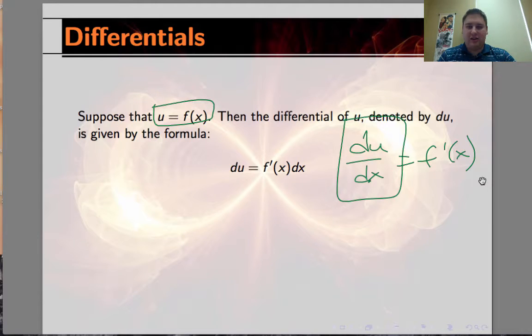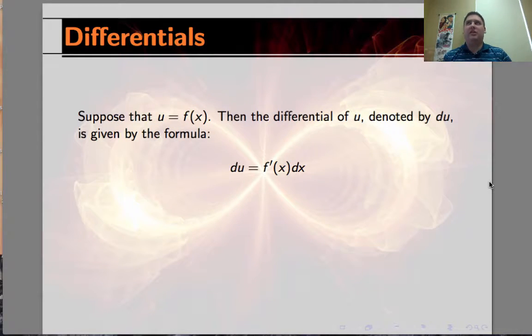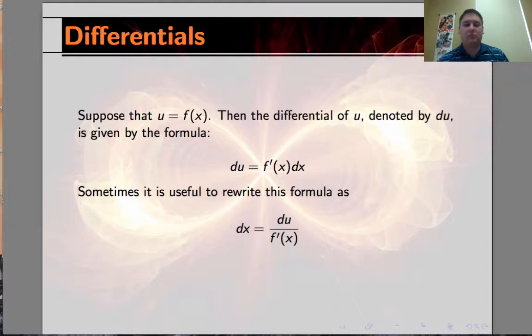But it has a different meaning. We're not really meaning like we're dividing by dx. It means the derivative of. So this is kind of weird notation, but the differential of u is always going to be equal to the derivative of your function, f prime of x, times the differential of x. Oftentimes it's going to be really useful to solve this equation for dx. And to do that, you just simply divide both sides by f prime of x. So the differential of x is always going to be the differential of u divided by f prime of x.